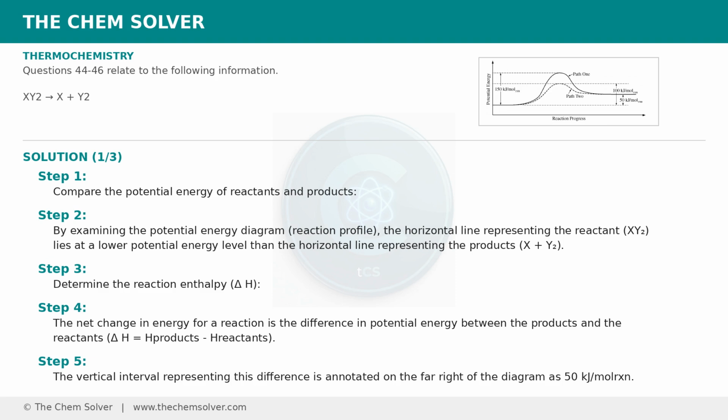Determine the reaction enthalpy, delta H. The net change in energy for a reaction is the difference in potential energy between the products and the reactants. Delta H equals H products minus H reactants. The vertical interval representing this difference is annotated on the far right of the diagram as 50 kilojoules per mole of reaction.